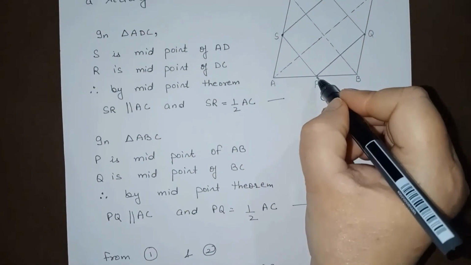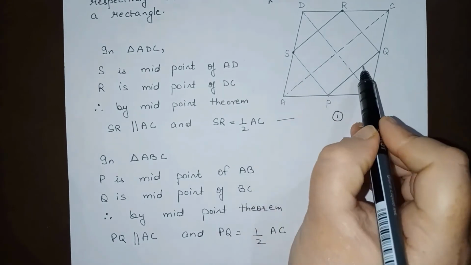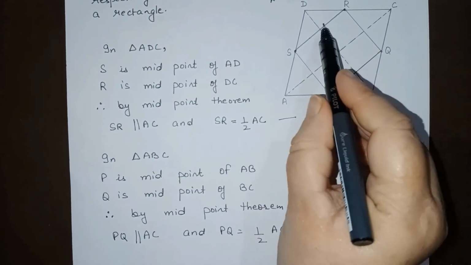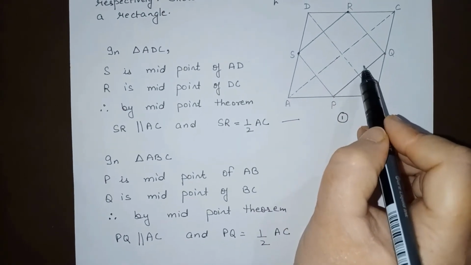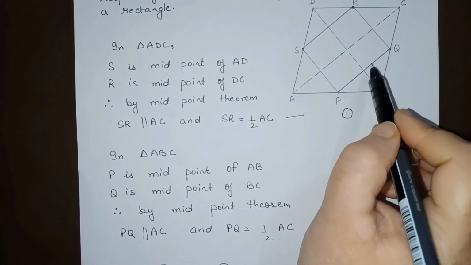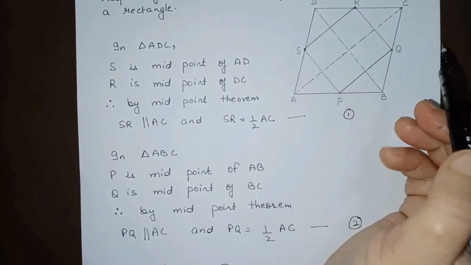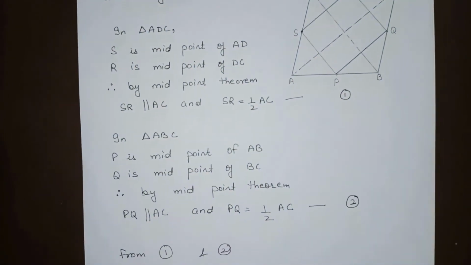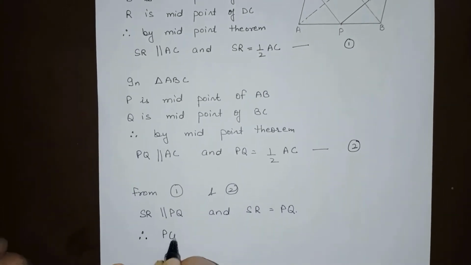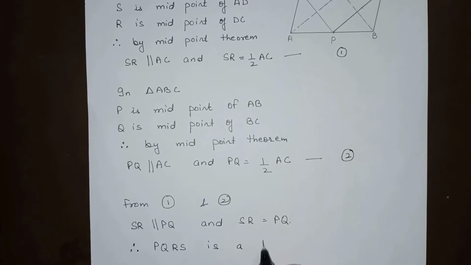That is in quadrilateral PQRS, SR and PQ are parallel as well as equal. Now therefore PQRS is a parallelogram. If one pair of opposite sides is parallel as well as equal, it is a parallelogram. Therefore PQRS is a parallelogram.